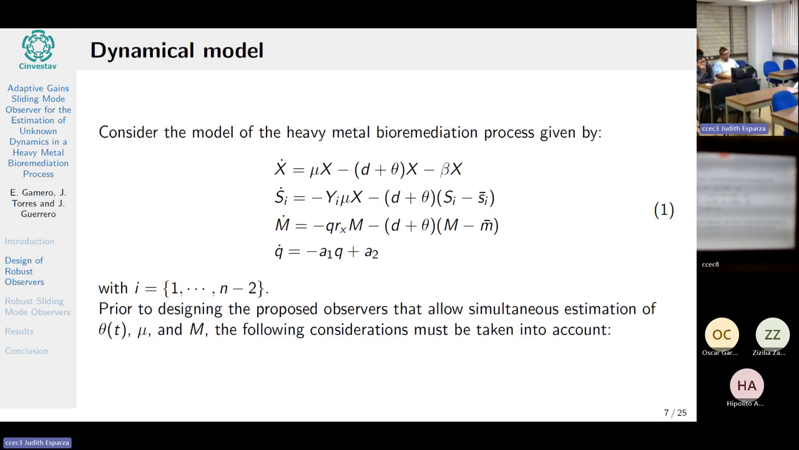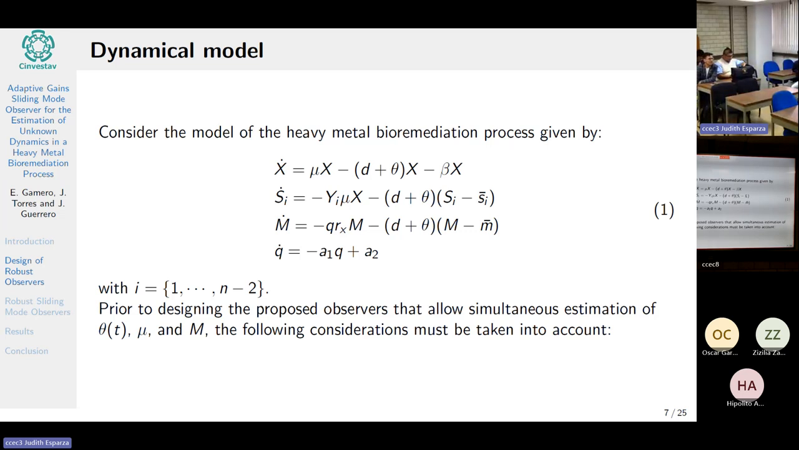So we're going to start by focusing on the mathematical model of this bioprocess. We have a complex dynamical model, shown in equation one. X is the biomass dynamics, which depends on mu. Mu is the growth rate of the microorganism. D is our dilution factor, which is our control input. Theta is the external disturbance associated with this dilution factor. And beta is the mortality rate of the microorganism.